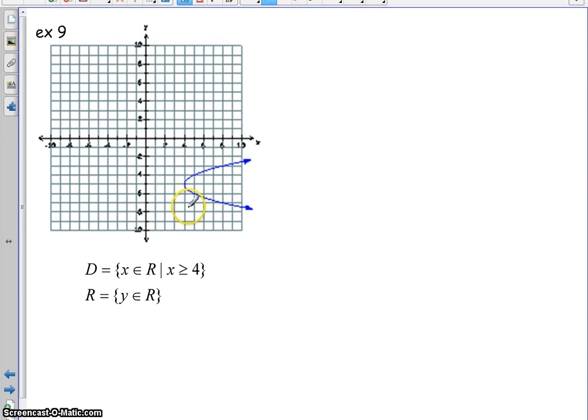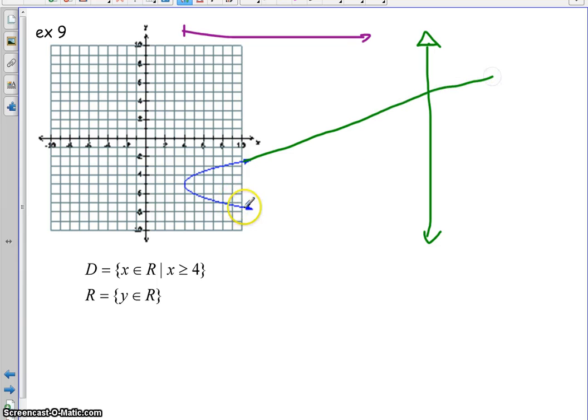Okay, and last but not least, we have a sideways parabola over here. So for my domain, it starts at 4, it looks like, and continues on going to the right forever. So we'd say x greater than or equal to 4. And as for the range, it goes on forever in all directions because of the parabola extending out. Pardon my bad drawing, but it is going to extend out there. And so you'll get y is one of the real numbers.